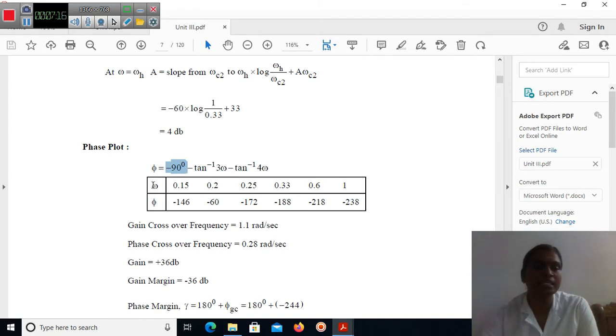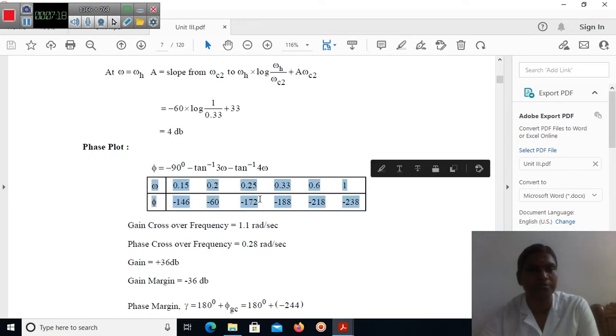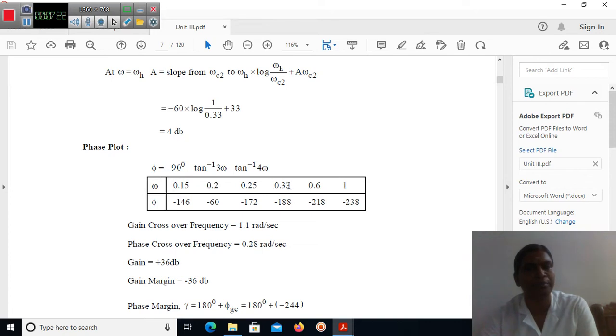Let us consider omega values: we have assumed 0.15, 0.2, 0.25, 0.33, 0.66, up to 1. We can choose 6 or 7 values as omega values and substitute the omega value here, 0.125. What is the phi value? This is minus 140, minus 146. Similarly, we have to calculate all the other terms.